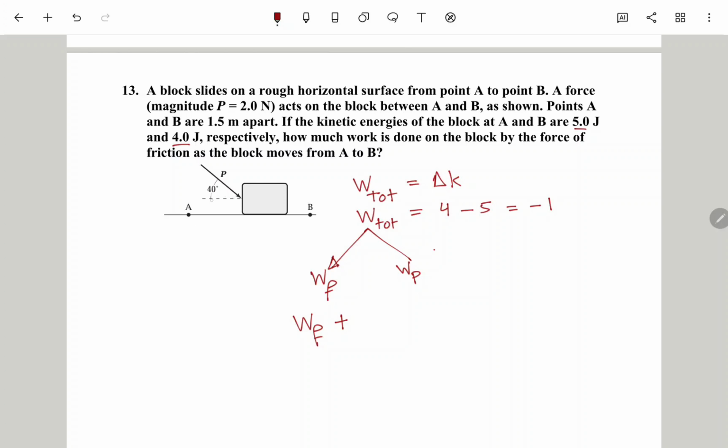Now, if this is P here, so work done by P, it's equal to P cosine 40 times the displacement, in this case, equal to 1.5, equal to minus 1. So work from friction, it's equal to minus 1 minus 2.31, or work from friction equal to minus 3.3 joules.